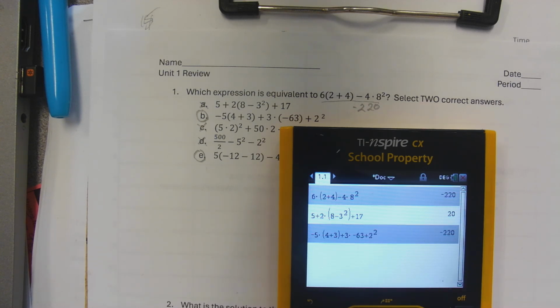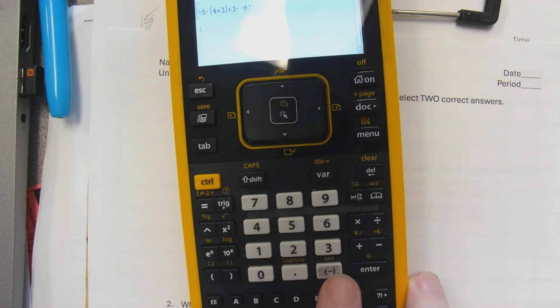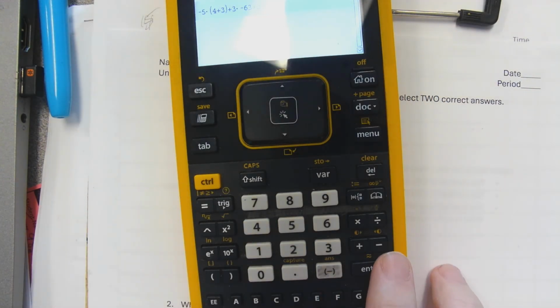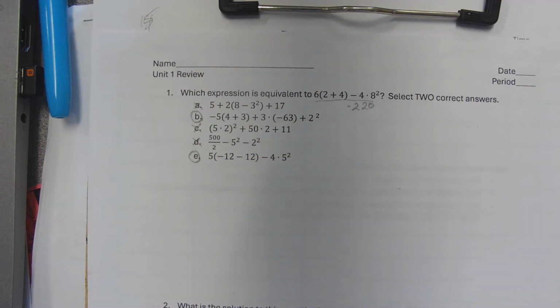Okay, so you don't have to write it all out. You can just use the calculator. Just make sure you use the negative for negatives, not the subtraction. Okay, make sure you use the right key. All right, next.